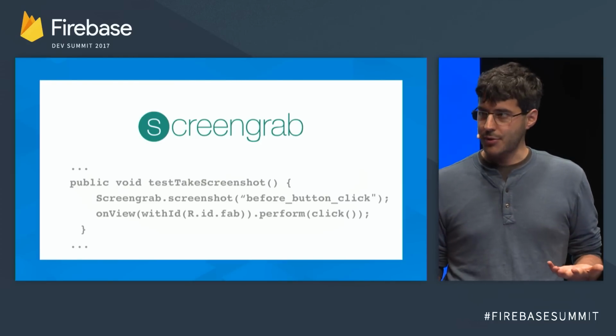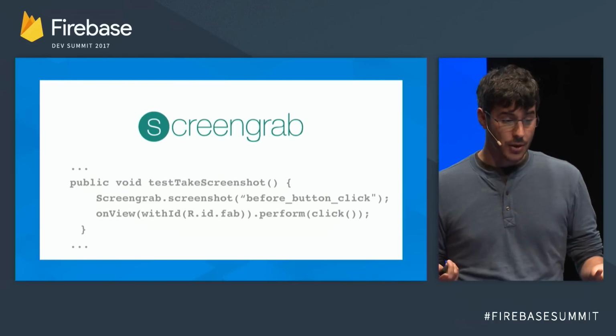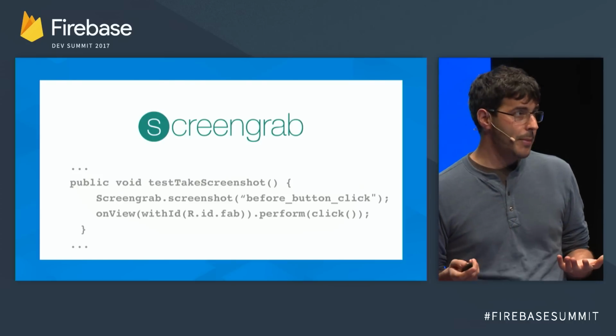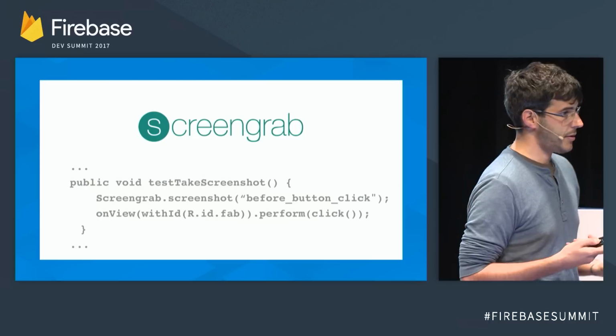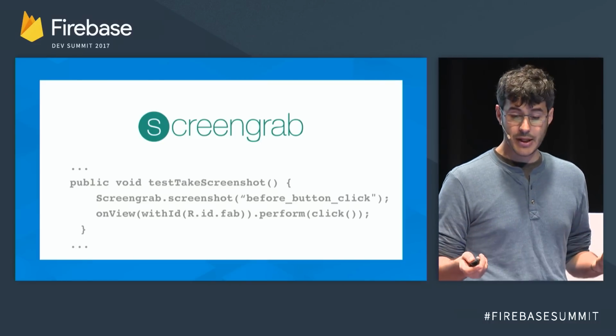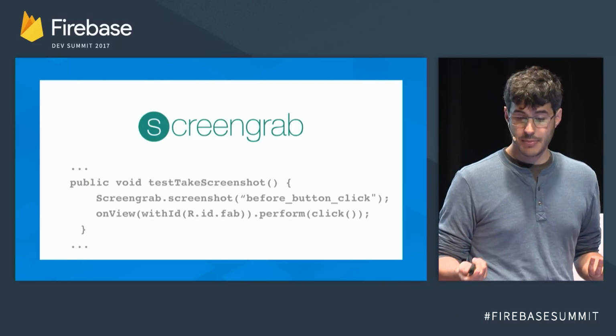Now, of course, we have the same tool for Android, and that's called Screengrab. It works the same way. It just uses Espresso tests, and you can upload all the screenshots straight to Google Play using a Fastlane tool called Supply.